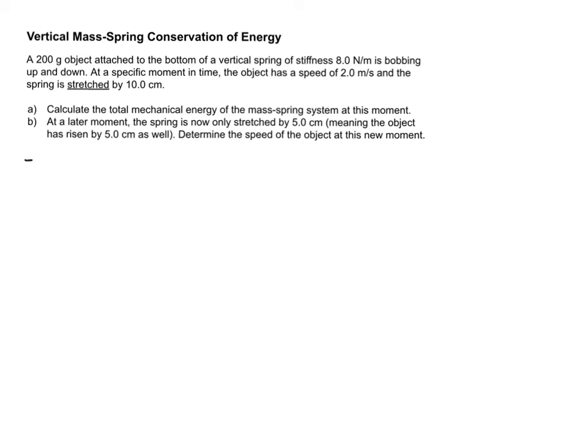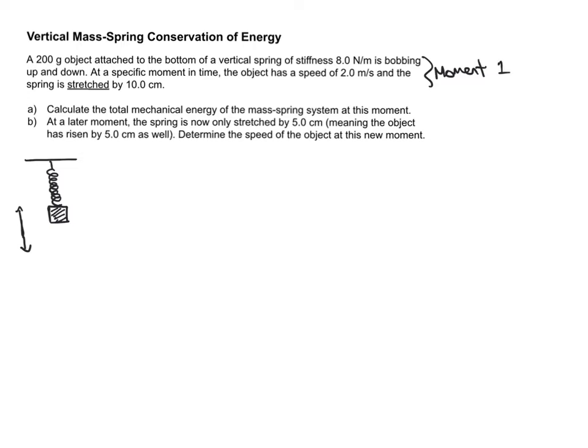So I'll start with a little diagram here. We're going to have a vertical spring, and there's a mass hooked onto the end of it, and this is bobbing up and down. And we're given some specific moment in time here. I'll call that moment 1. So all my subscripts will be 1, referring to this moment.